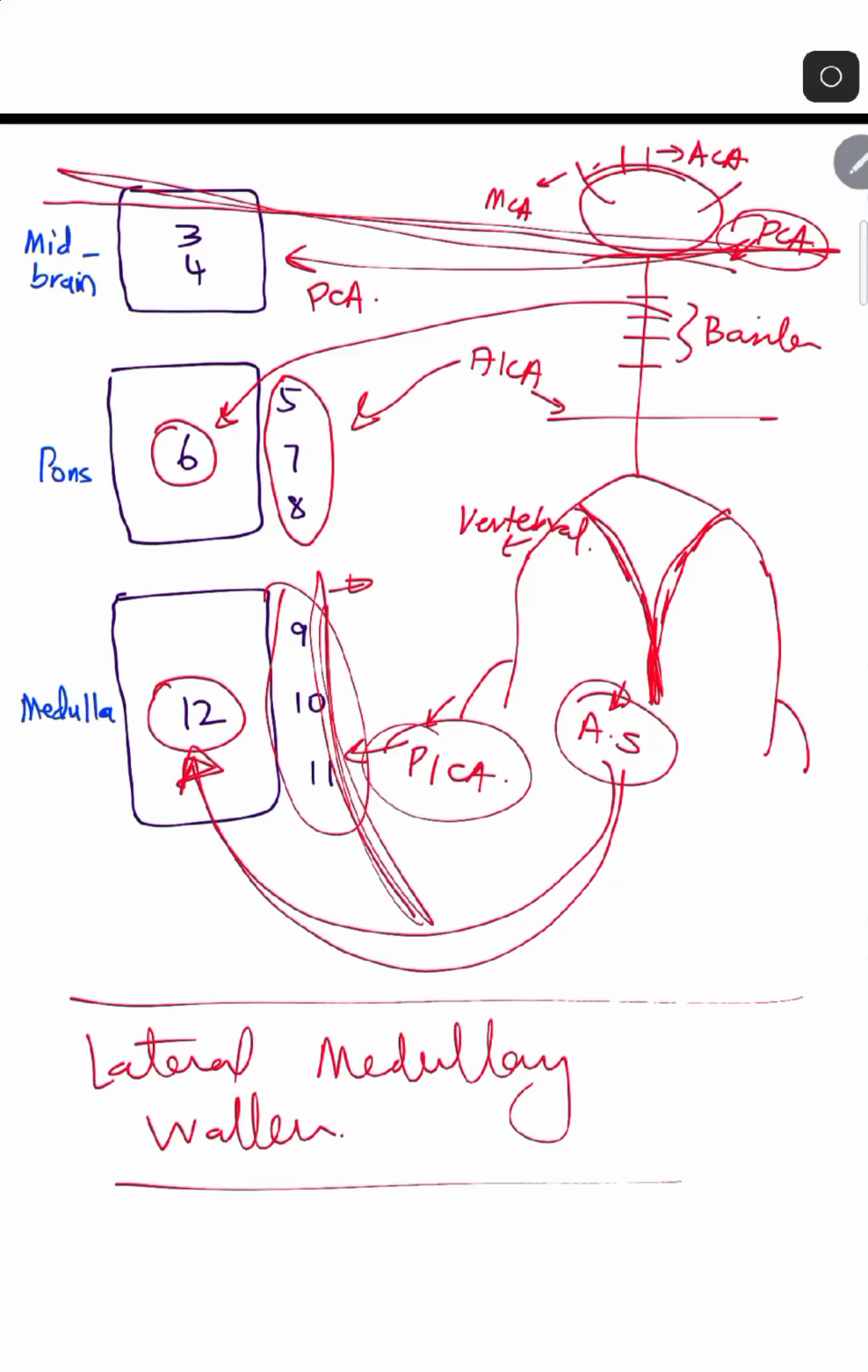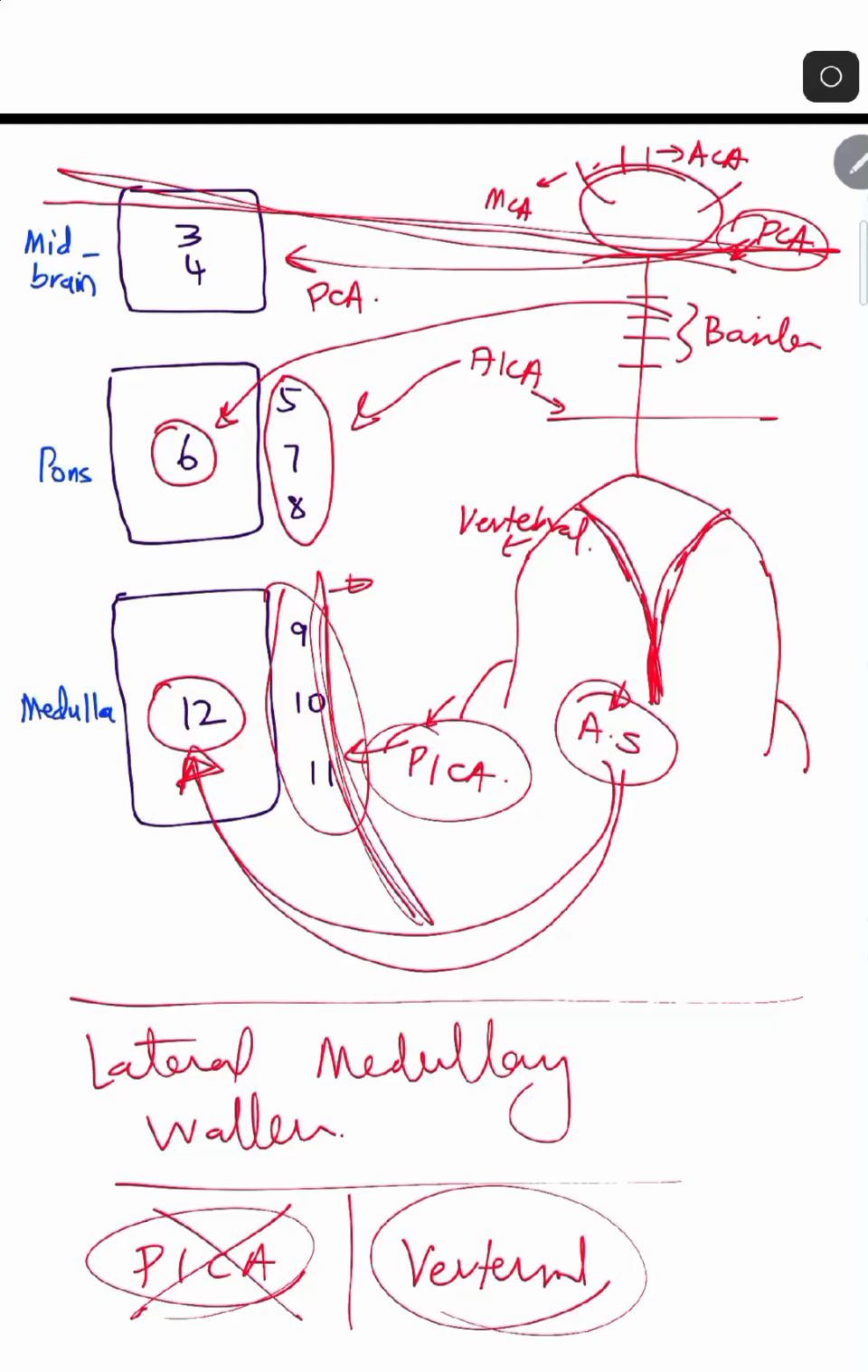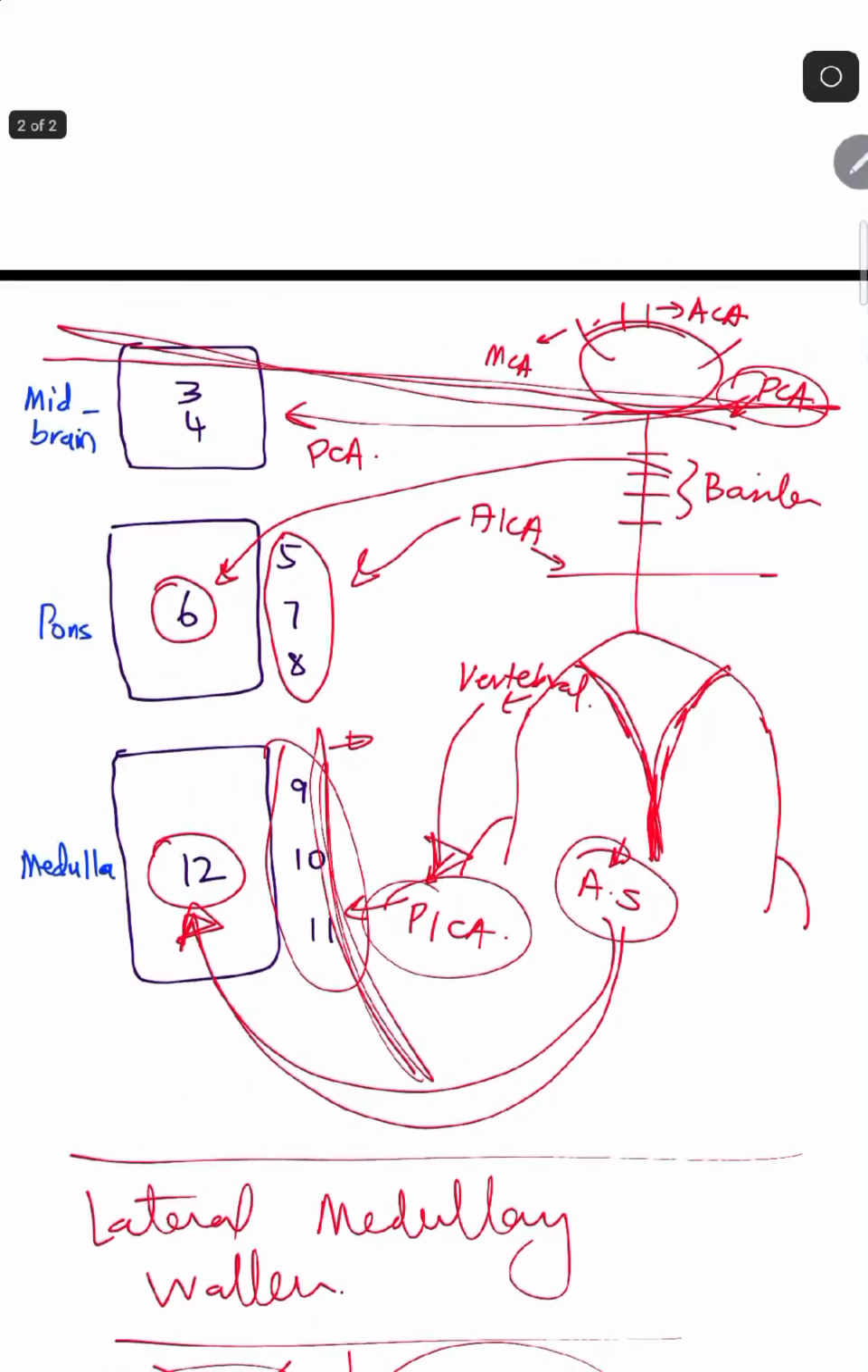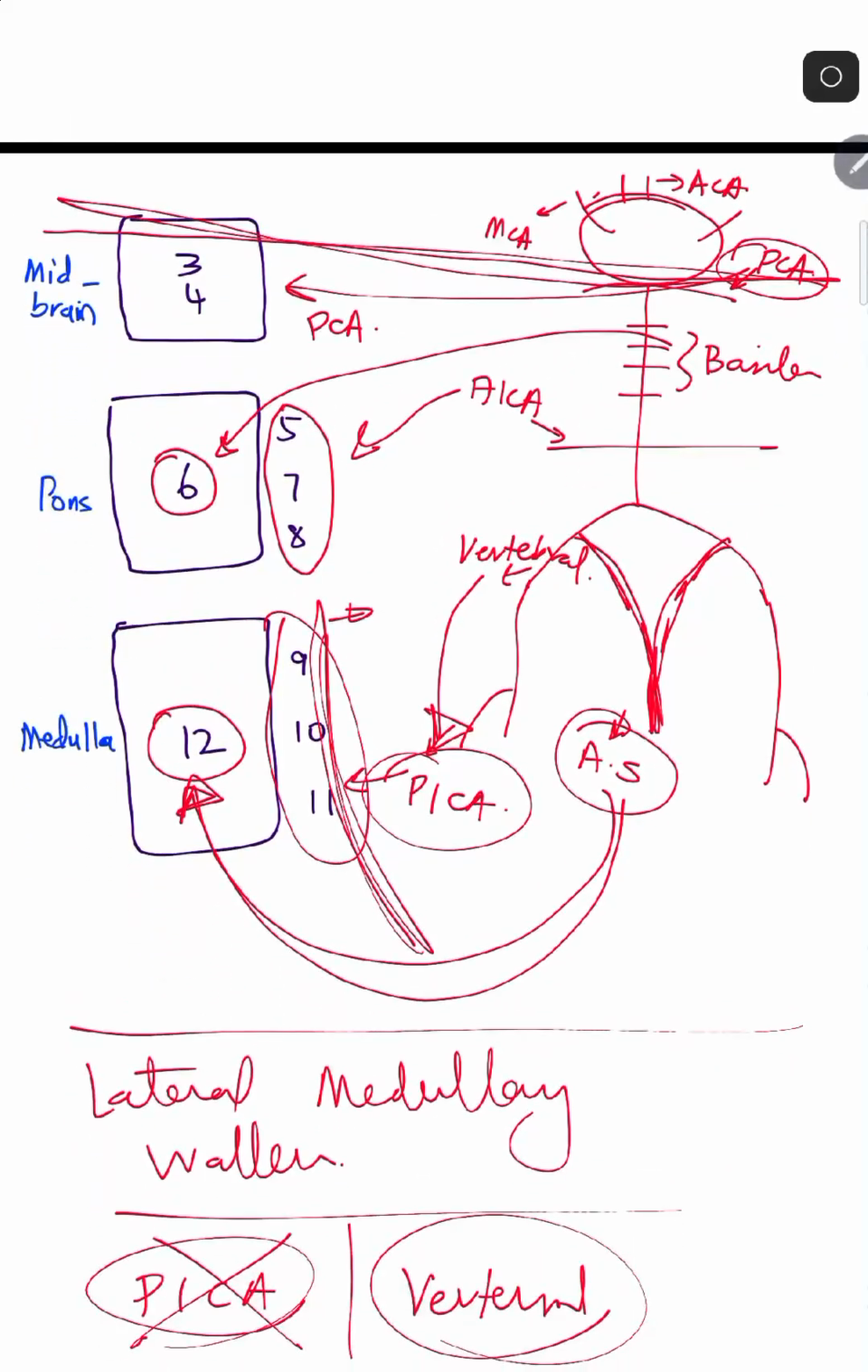So your options could either be PICA, so that's the most straightforward answer, or they could just not give you PICA and tell you vertebral artery, and that would also be the correct answer because PICA is a branch of the vertebral artery. So that is the blood supply to the brainstem.